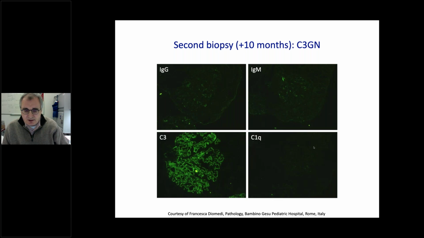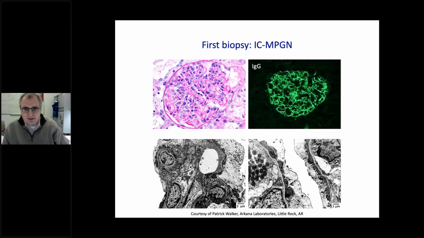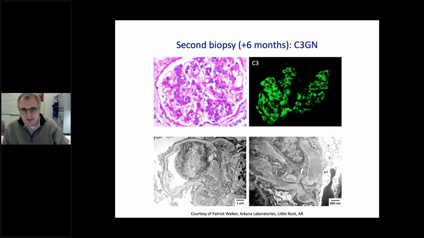Since on electron microscopy, the patient did not have any intramembranous deposits. Another case, basically the same finding, focus on the immunofluorescence, IgG, strongly positive together with C3. On the first biopsy 6 months later, the IgG was gone. I'm not showing it here.